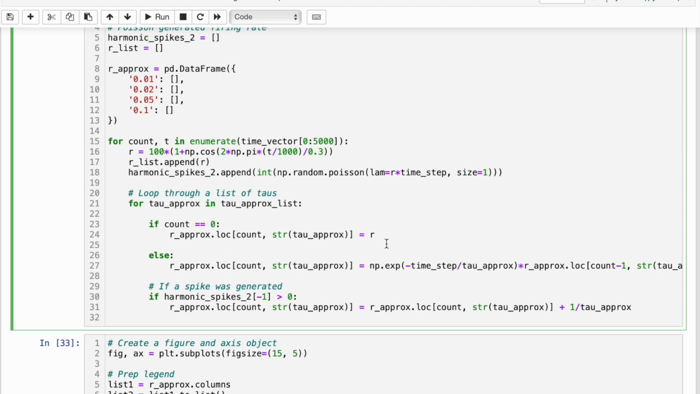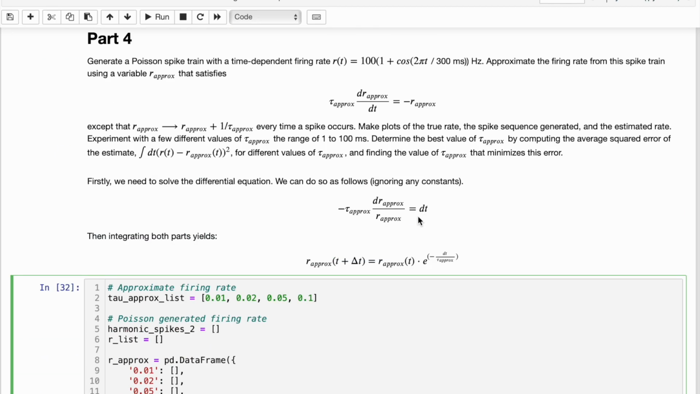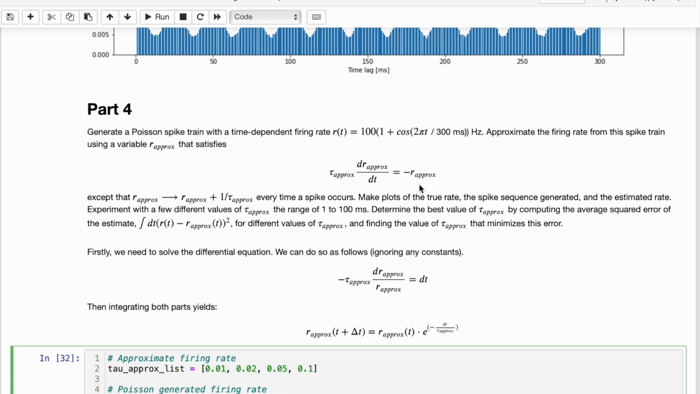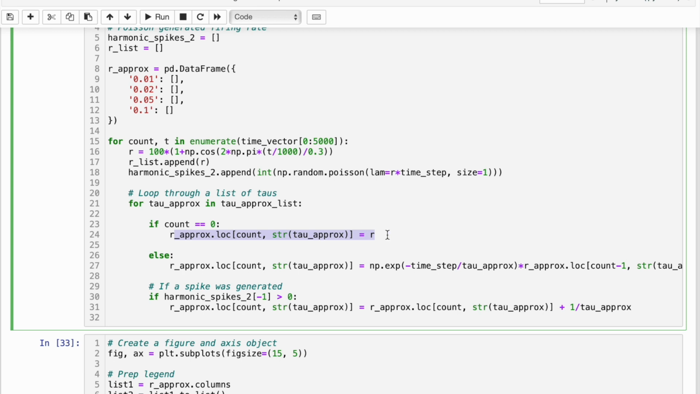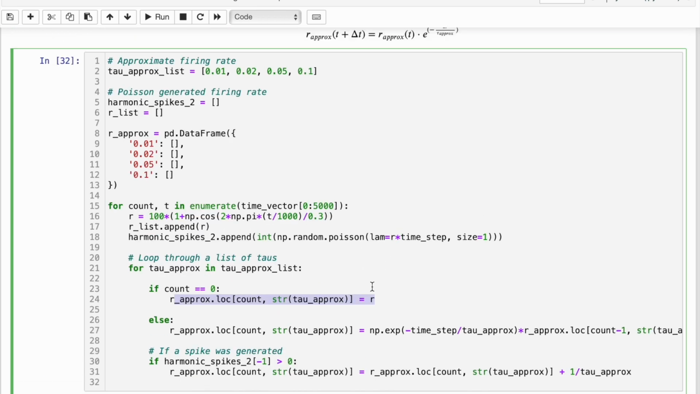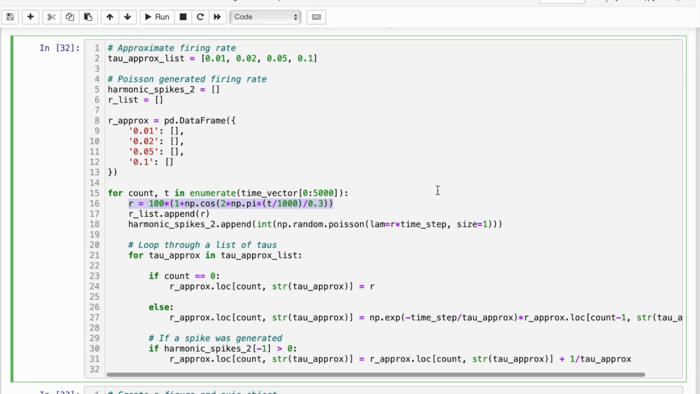So that is just given simply by the equation, except at the beginning where we need to assign a starting point. Now the exercise doesn't make it explicit what the starting point should be, so what I decided to do is to just start off with the value generated from the harmonic oscillator at the beginning, so that we have sort of like the same starting point.